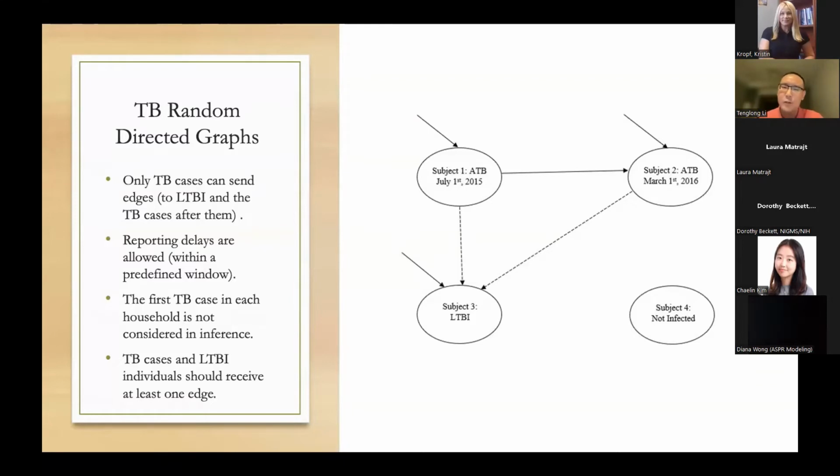In that case, we suppose subject 1 is the earliest case, so we can only draw an edge from 1 to 2, not vice versa. This is because, based on the diagnostic date, we suppose there's a temporal order for the transmission chain. But of course, we also consider the possibility of reporting delays. For example, if subject 2 is diagnosed on August 1st or September 1st, basically within 3 months, which is the threshold we set up, we think there are co-prevalent cases, and the edges, or the transmission paths, can go both ways in the random directed graph.